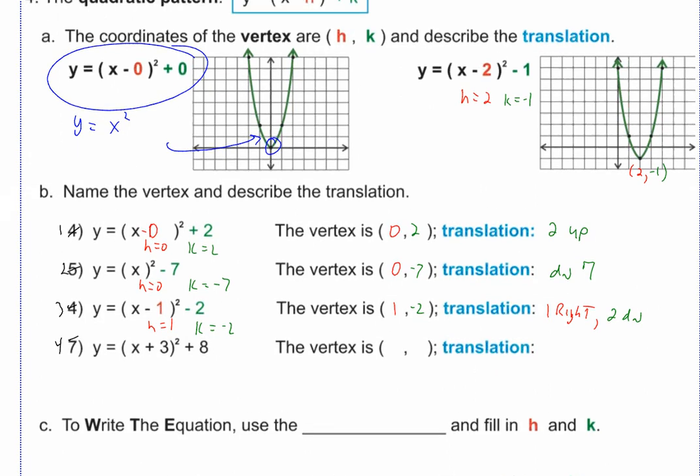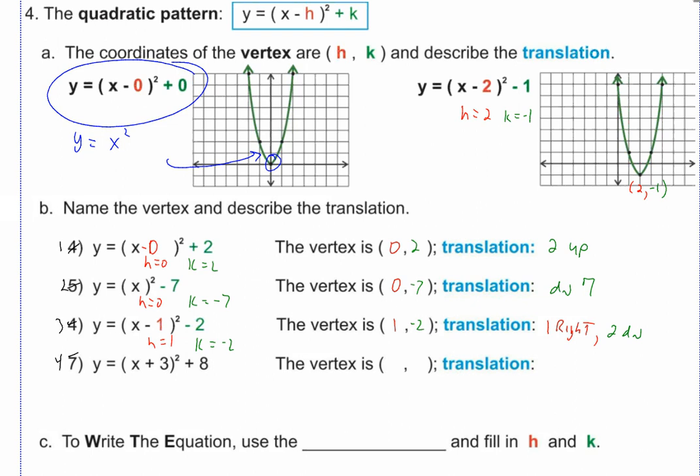All right, be careful here. And again, hopefully you're understanding that you can't read h except if there's a negative in front. So again, this is technically x minus a negative 3 plus 8. So what is our vertex? Negative 3, 8. And what is our translation? 3 left and 8 up. 3 left and 8 up. Okay?